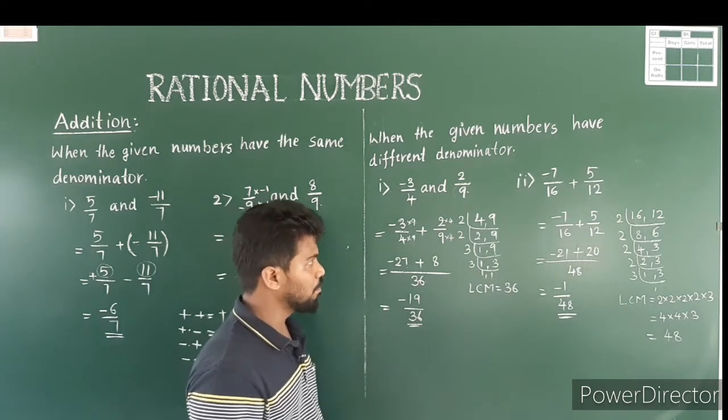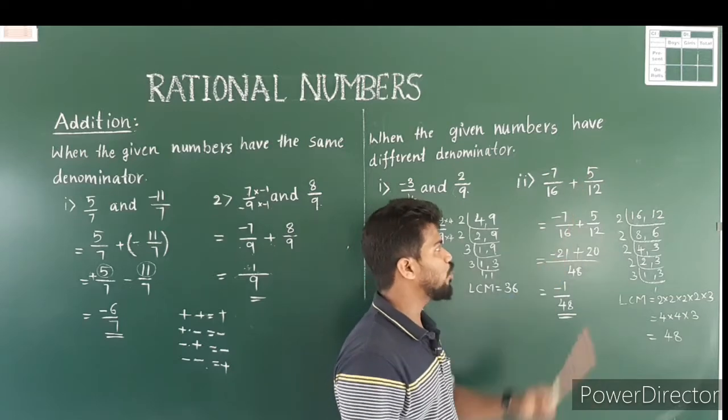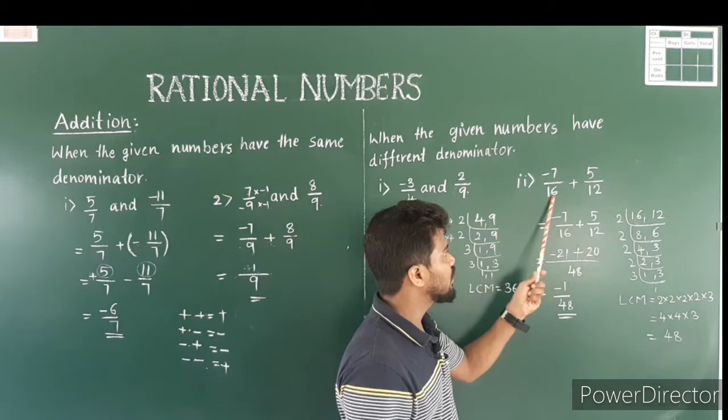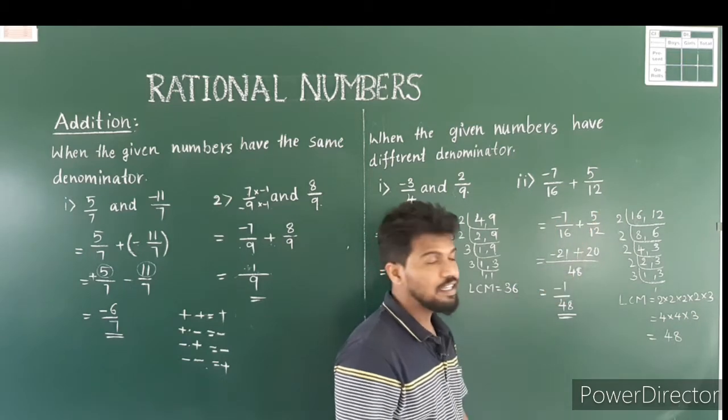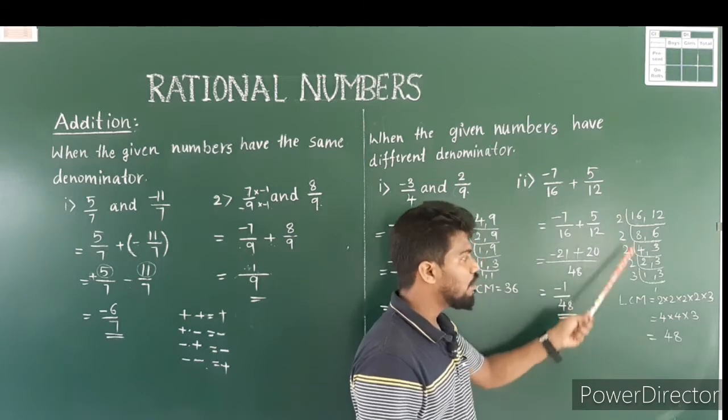So second problem. So minus 7 by 16 plus 5 by 12. So minus 7 by 16 and plus 5 by 12. So you see that 16 and 12 two different denominators. So first you find common denominator using LCM.